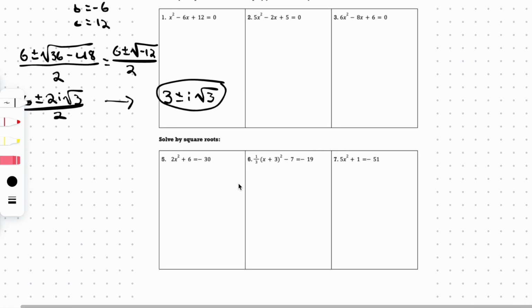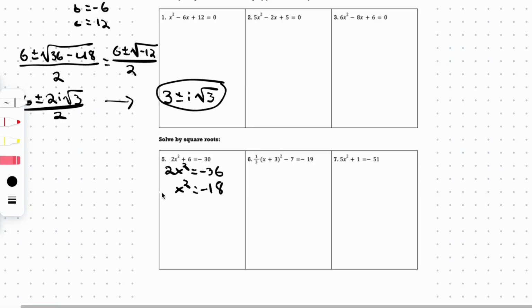Now we can also solve by square roots. This is a little easier, but sometimes you'll have to use the quadratic formula. And in this case, we can just move this 6 over. So now we have negative 36 equals 2x squared. So x squared equals negative 18.